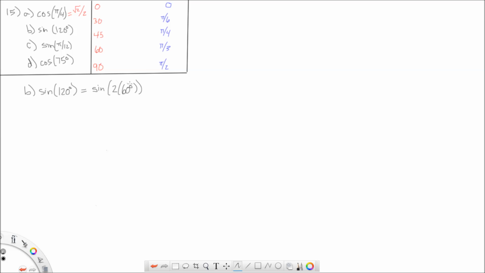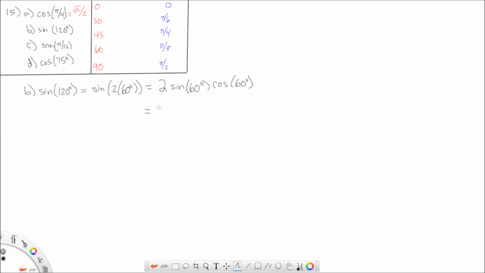So 120 degrees is the same as 2 60-degree angles, and we have a formula for if we have a double angle inside of sine. What it is, we're going to take 2 times sine of the simpler angle, so 2 times sine of 60, and then cosine of the same angle. So this comes from our formula for sine of 2x. We get 2 sine x cosine x. Now we just need to figure out what sine of 60 and cosine of 60 are.